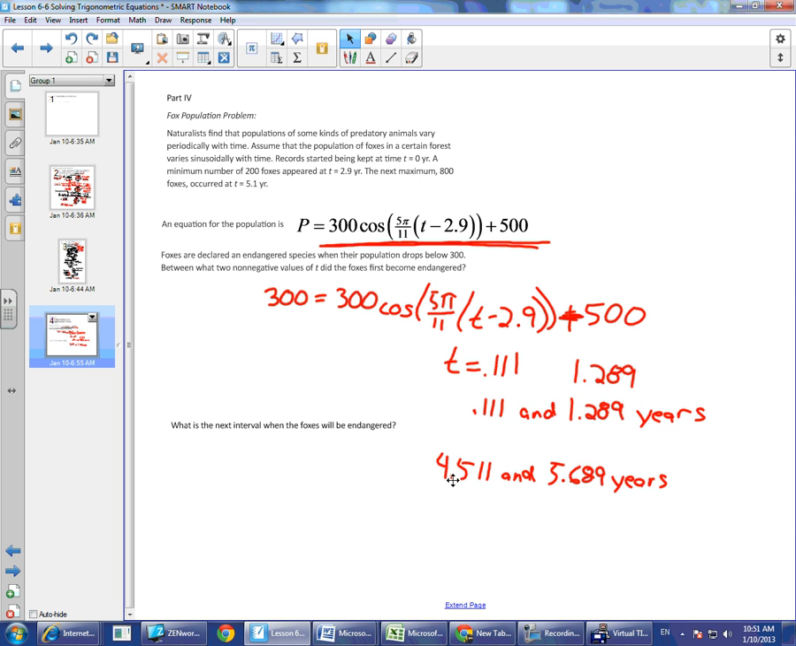So again, you've got your calculator. This will be a calculator problem, so use it wisely.